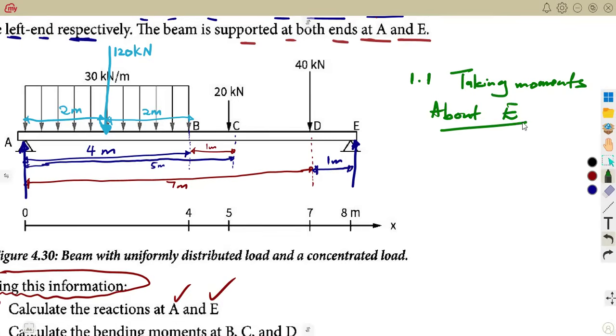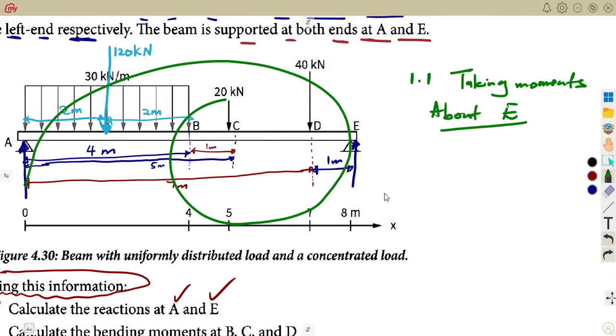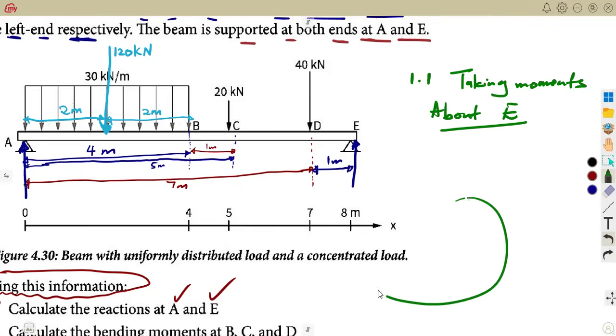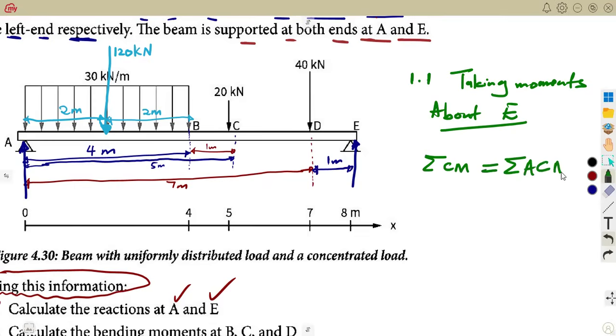All right, so using the point E, if we are to consider A going to E, look at the way that A is going to move to E. Which way is this? That is clockwise. So we are going to consider the sum of the clockwise moments being equal to the sum of the anti-clockwise moments.